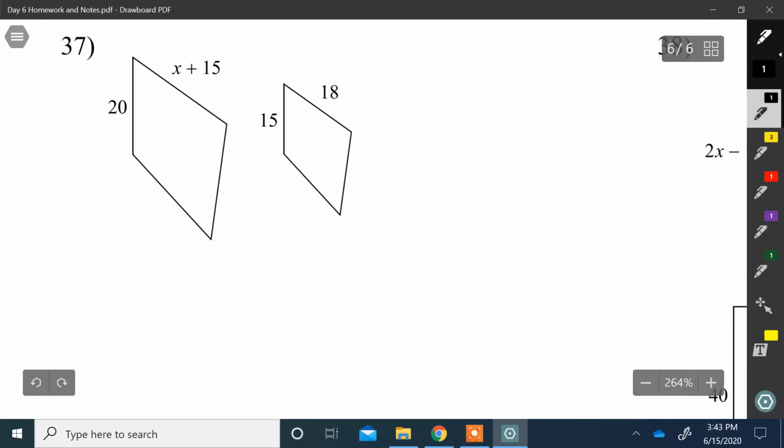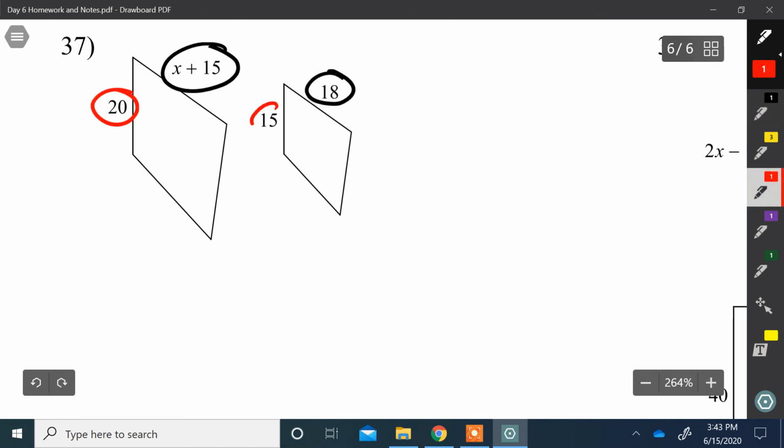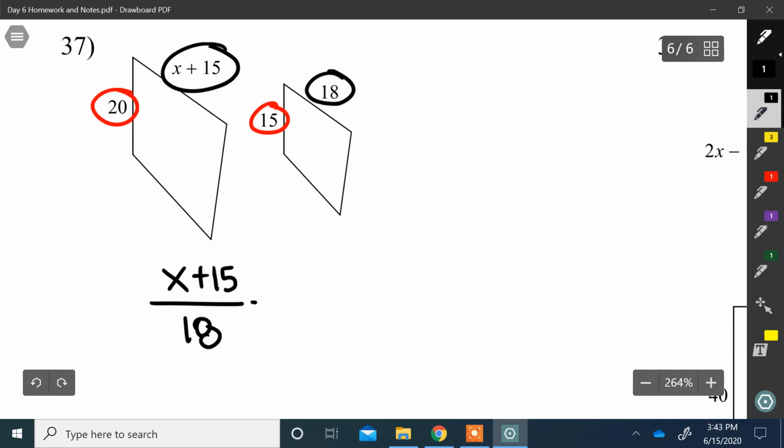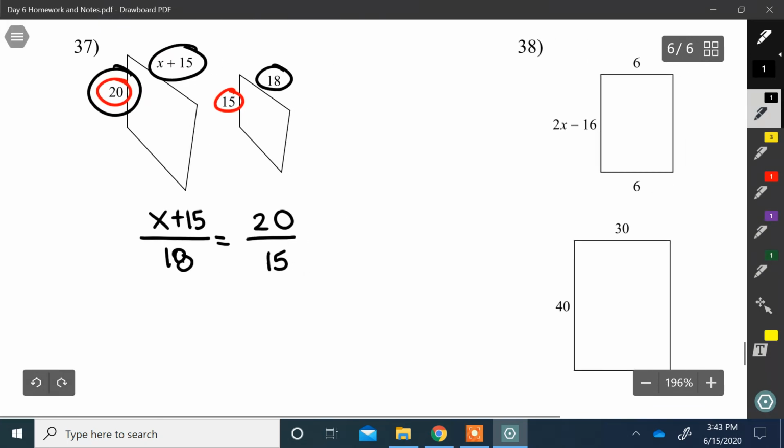Okay, number 37. Once again, this is proportional to that, and this is proportional to that right there. So it will be x plus 15 over 18 is equal to, if I start with x plus 15, I gotta start with 20 over 15. Go ahead and cross multiply.